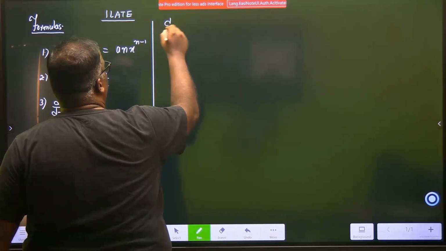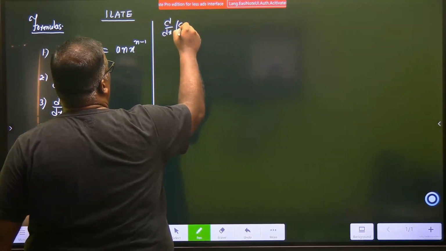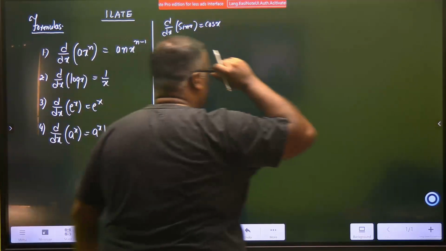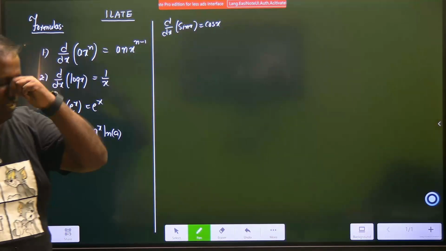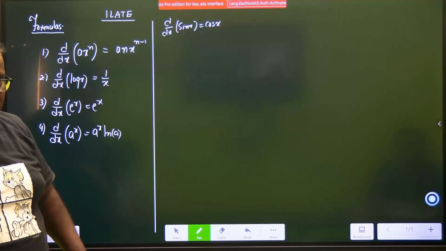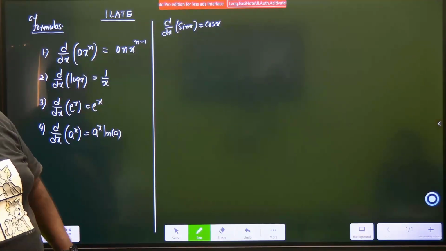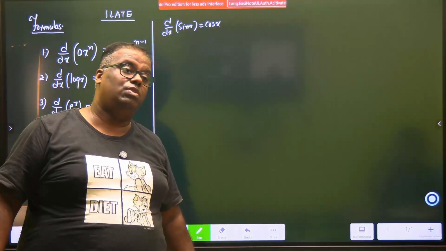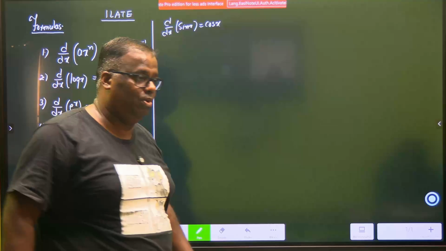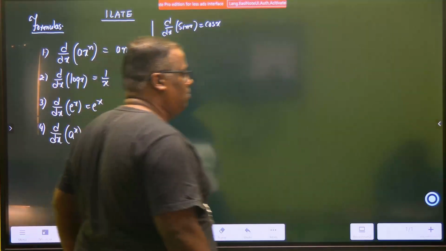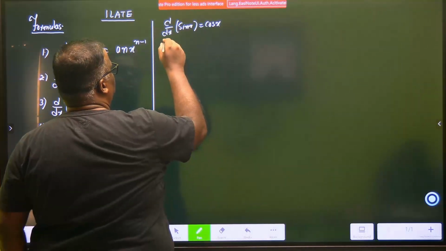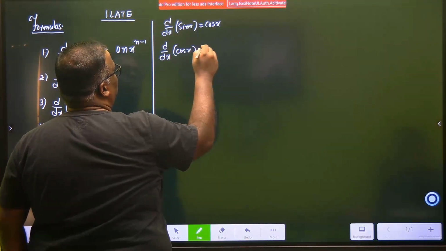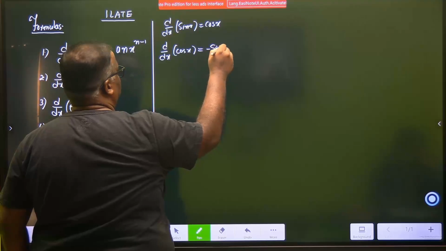So d/dx of sin x is cos x. Children, remember another basic technique. All the functions that start with C are very naughty functions. They will always create a negative. That is the way to remember. All C functions are very naughty ones. Therefore, if I write d/dx of cos x, it starts with C. It will give you negative sin x.